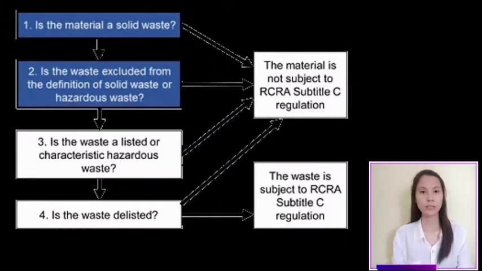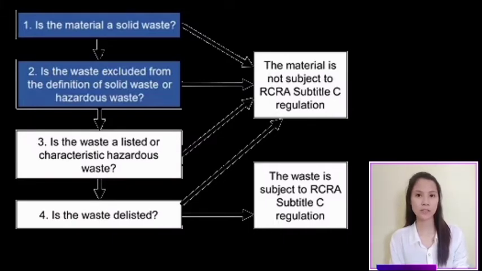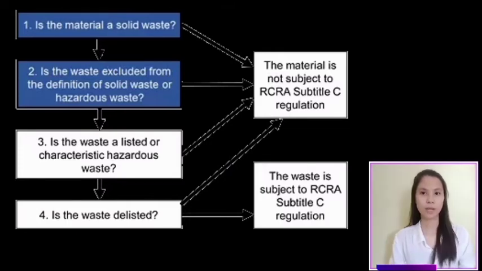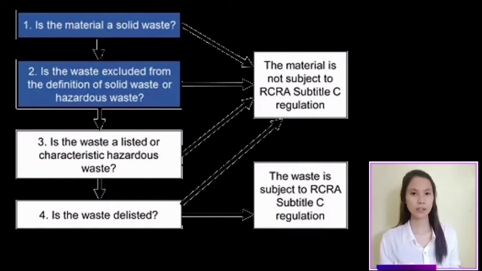In order for a material to be classified as a hazardous waste, it must first be a solid waste. Therefore, the first step of the hazardous waste identification process is determining if a material is a solid waste. The second step examines whether or not a waste is specifically excluded from regulation as a solid waste or hazardous waste. Once a generator determines that their waste meets the definition of a solid waste, it's important to note that some facilities petition the Environmental Protection Agency to delist their waste from RCRA Subtitle C regulations.